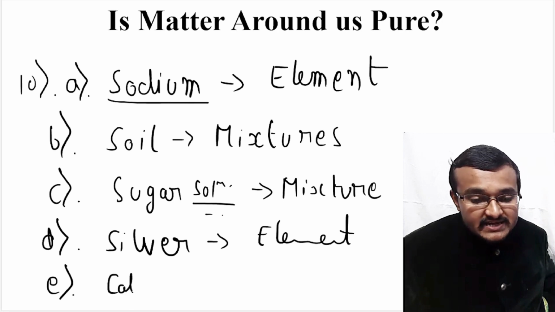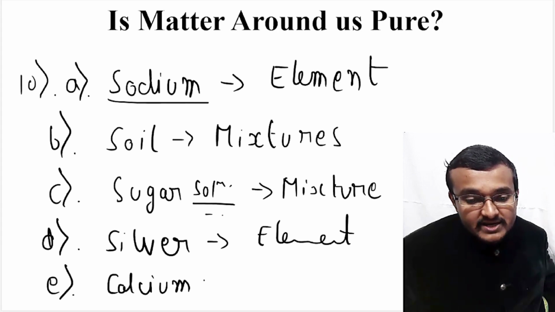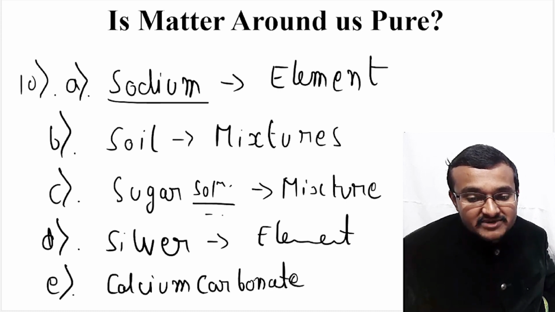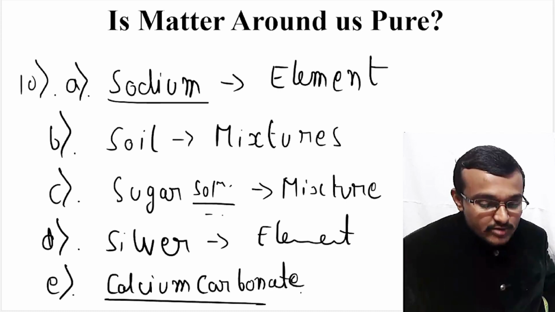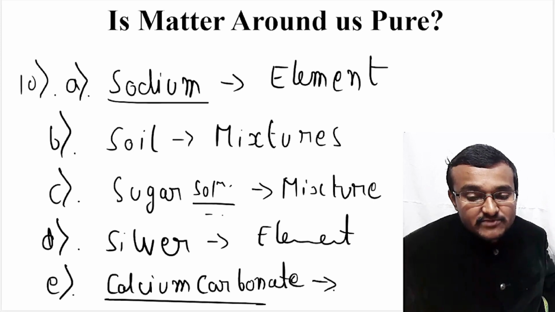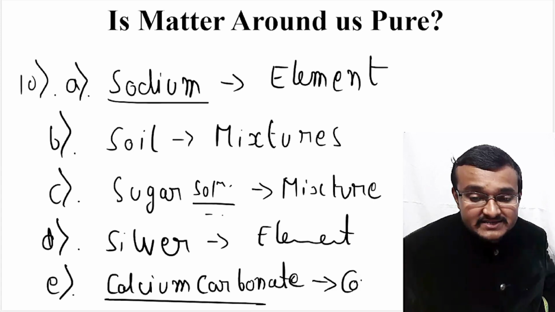Coming to the E option, here they have given calcium carbonate. Here there is no independent chemical. There are multiple chemical elements which are present in this particular calcium carbonate. Hence this calcium carbonate is not an element, it is a compound.